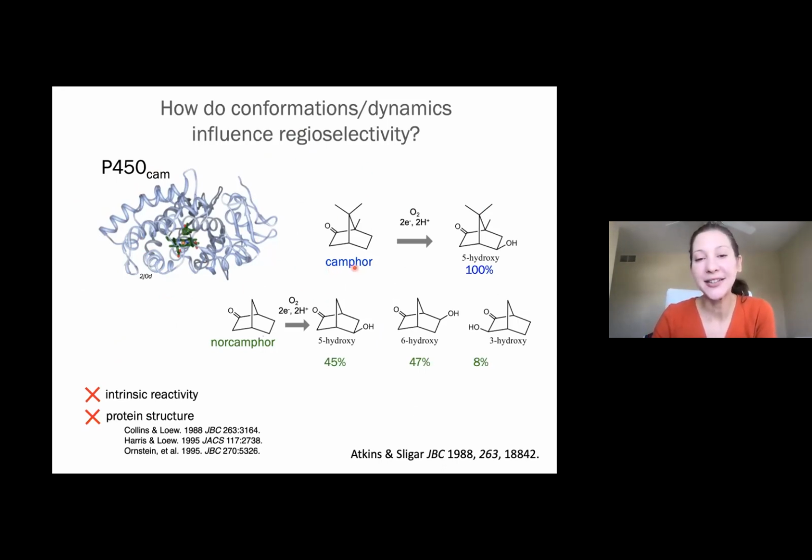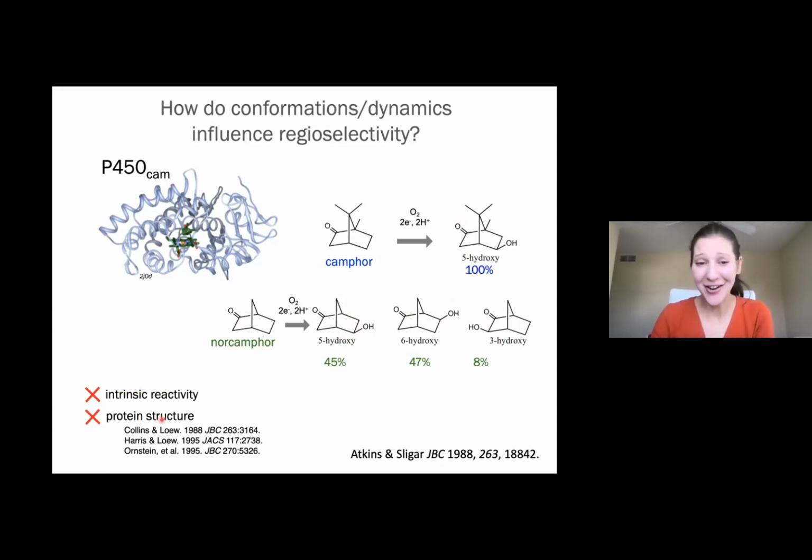So we had known from literature that this enzyme will act on 2 different substrates. When it acts on its native substrate camphor, you get 100% of one product. When it acts on another substrate, norcamphor, you only get about half of the 5-hydroxy product that's produced from camphor, about half of the 6-hydroxy, and then a little bit of 3. So I said this has been well studied. The calculations have looked at the reactivity of the different carbon centers, and it does not explain this difference in reactivity. They basically are the same, which is why it's hard to direct chemistry at hydrocarbons.